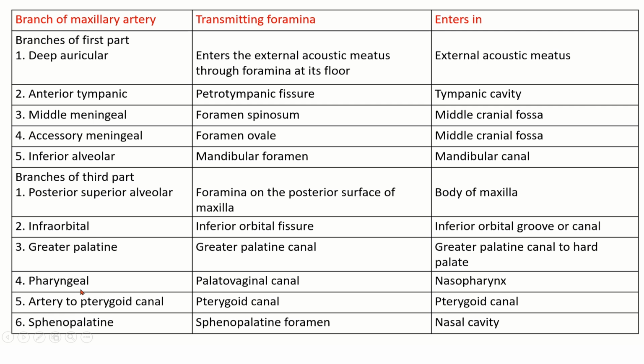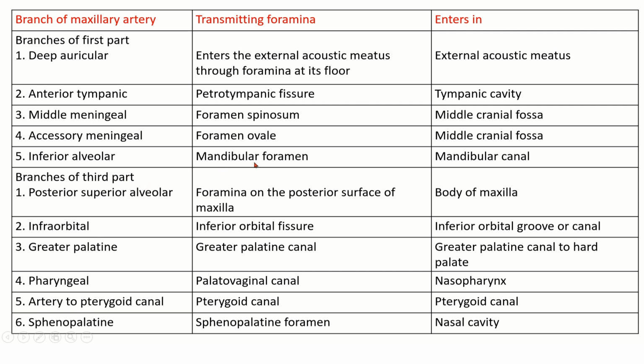If you observe this, the deep auricular artery enters the external acoustic meatus through a foramen at its floor. The anterior tympanic artery passes through the petrotympanic fissure and enters the tympanic cavity. The middle meningeal artery goes through the foramen spinosum and enters the middle cranial fossa. The accessory meningeal goes through the foramen ovale and enters the middle cranial fossa.